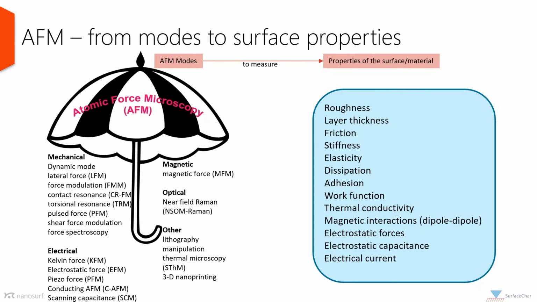So talking about flexibility, here is a small collection of AFM modes that an AFM can do. They're grouped into mechanical and electrical modes, magnetic modes, some optical modes, and also other modes like lithography, 3D nanoprinting or thermal microscopy. All these modes can be used to do measurements on different kinds of samples, and ultimately what one does is get certain surface parameters.